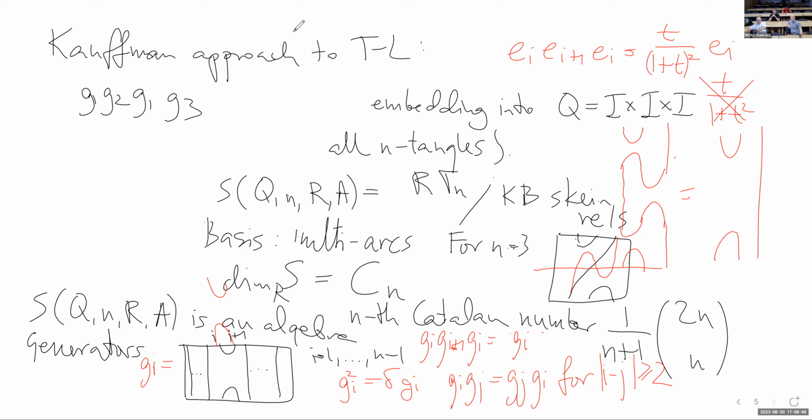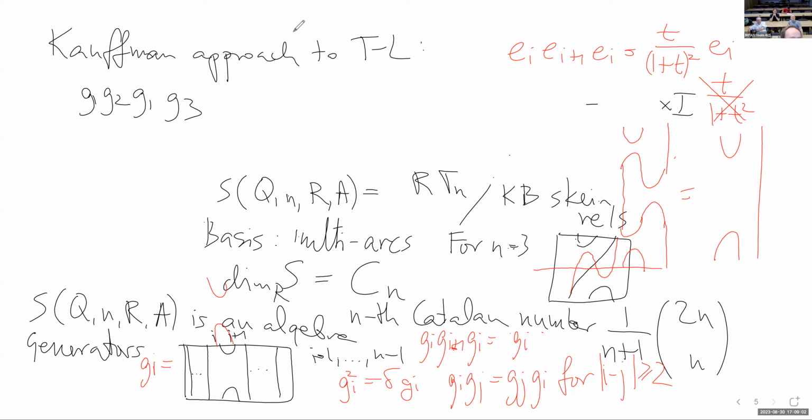Is equal to G1, G3. Is equal to G1, G3 by this relation. These two commute. By the commutation relation, it is G1, G3, which is equal to G3, G1.